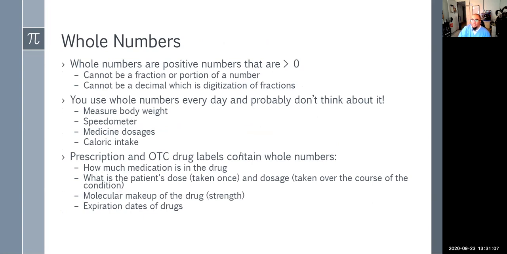So whole numbers are positive numbers that are greater than zero, cannot be a fraction, cannot be a decimal or a digitization of fractions. And why do we use whole numbers? Well, we use them all day, but we don't think about it, right? Measuring our body weight, because we all do that every day. Well, I guess if you're losing weight, you measure it every day. The speedometer, well, not so much anymore because we're not going very far anymore. Medical dosage, medicine dosages, caloric intake, if you're one of those people that watches caloric intake.